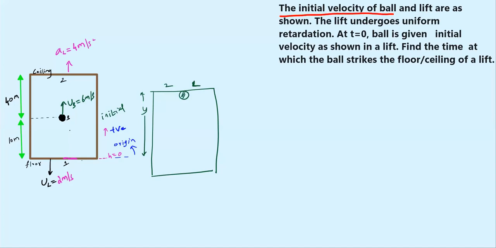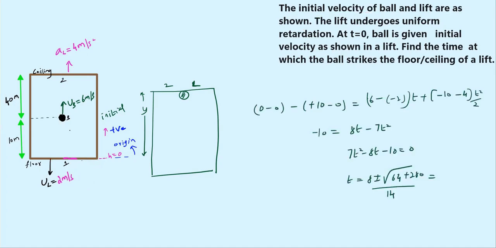Velocity of the ball and the lift are as shown. So look at the ball, it is projected vertically up inside the lift, and the lift is moving down and undergoing retardation. What is the state of the lift? The lift is moving down and undergoing retardation. What about the ball? The ball is projected vertically up.